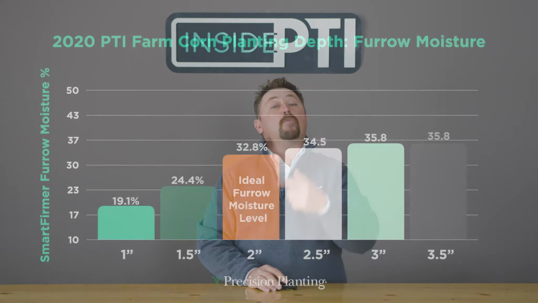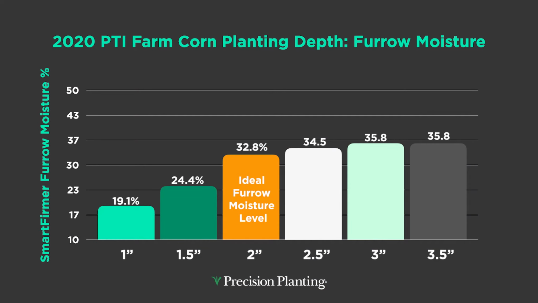Okay, where we're planting our crop, do we have enough moisture to get that crop up out of the ground effectively? Let's go back to my planting depth study that we talked about before, where 2 inches was my best planting depth. Why? Well, at 2 inches, I had furrow moisture readings from my Smart Firmer of 32.8. We think that we need to be somewhere near that 33% furrow moisture value to have enough moisture to get this crop up effectively. We were at 32.8, real close to that 33% level.